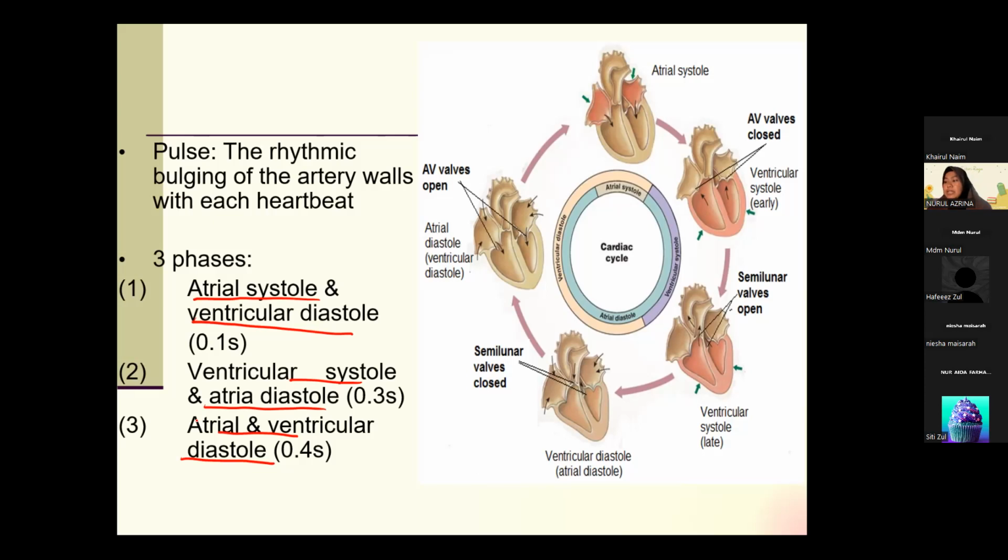All right. So you can see from here, this is what we call atrial systole, right? Somehow you can see that the atrium is contracting. And you will know later what happened to the valve and what happened to the ventricle. So this is what we are going to discuss.